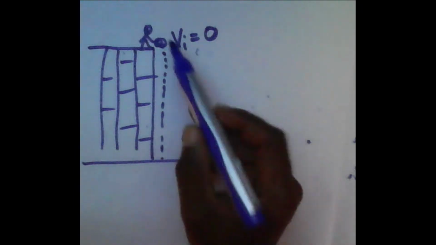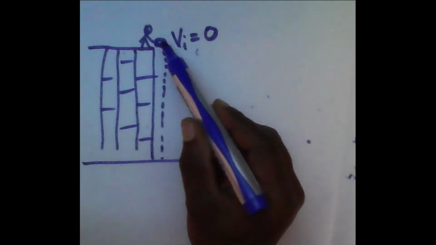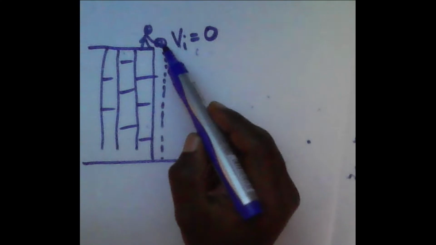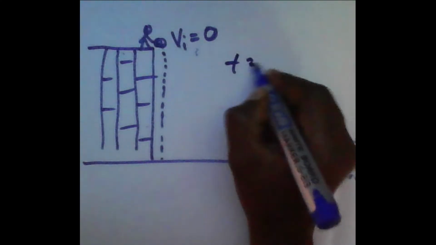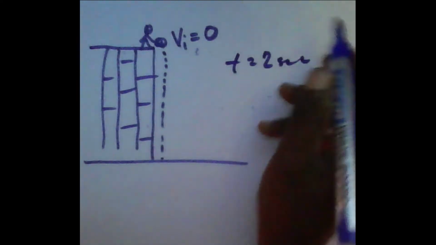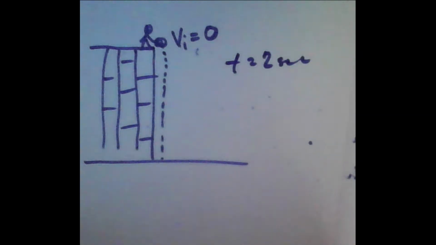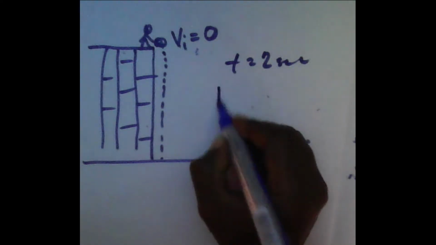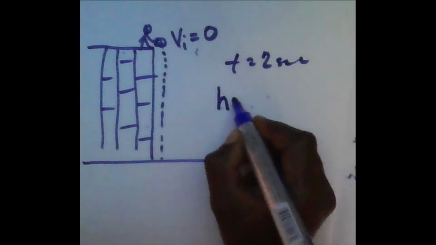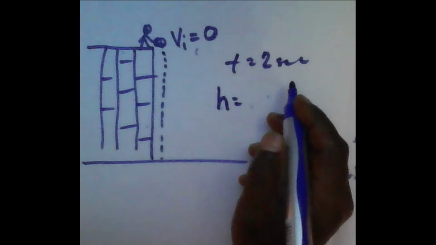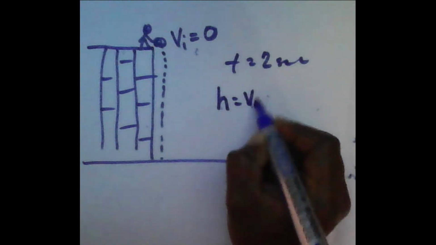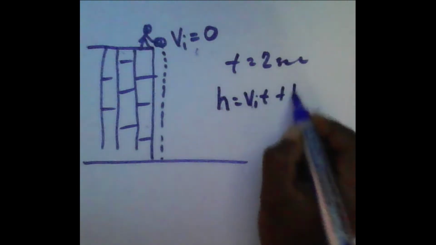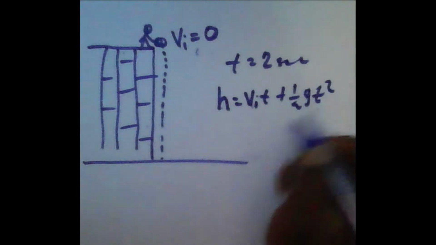We may record the time. For example, the time it takes for this ball to fall from the top of the building to the ground is, let's say, t is equal to 2 seconds. And if you are asked to find the height, h, you can use a different formula. The first one is v initial multiplied by t plus half g t square.